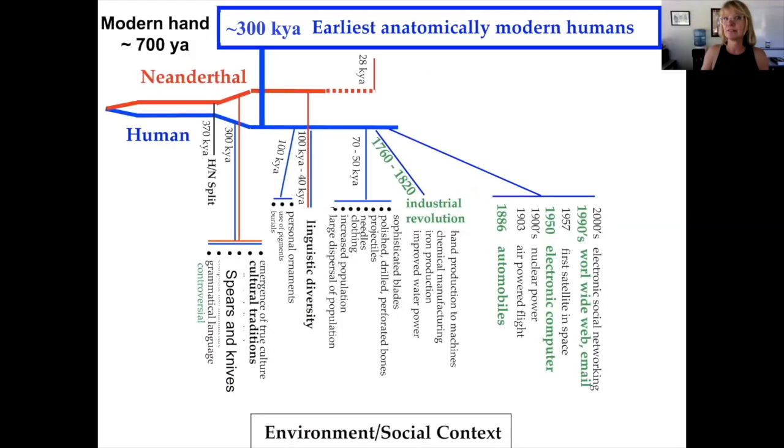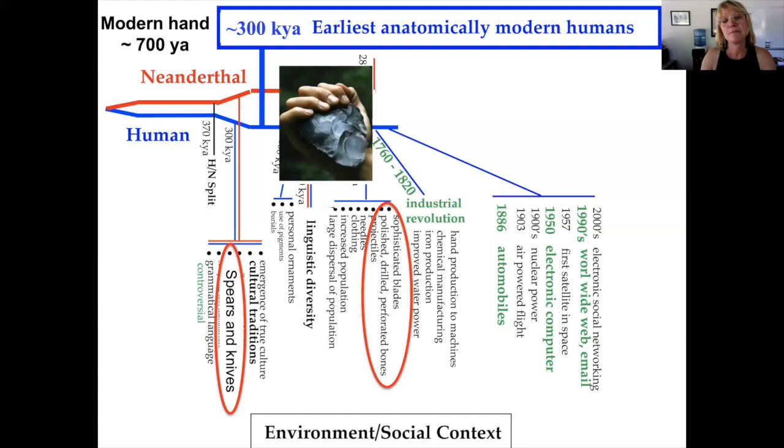And I'm going to cut ahead a little bit. The earliest anatomically modern humans have been around for 300,000 years. That's a really long time. And that means that there has been no change in DNA sequence. About 300,000 years ago, we were using spears and knives. About 70,000 years ago, stone tools, perforated bones, sophisticated blades. And the Industrial Revolution happened less than 300 years ago. And yet our behavior even 300 years ago was really, really different than it is today.